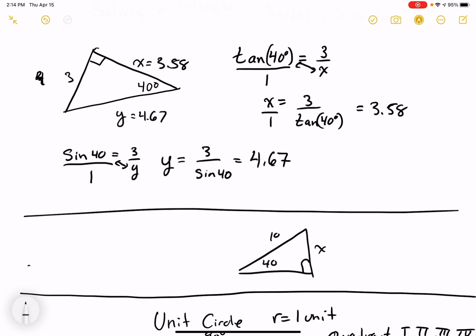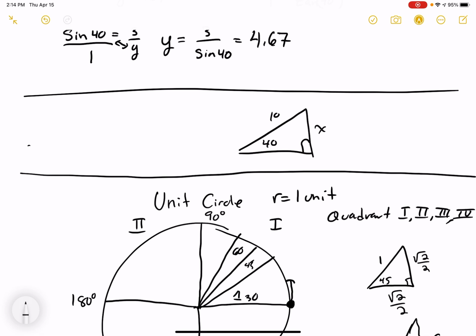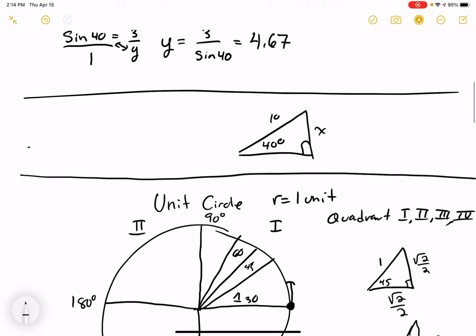Okay? Let's look at another example. Here we have x, and we have a triangle, and our hypotenuse is given as 10. So I'll give you a second to figure out which trig function you need to use. They're going to be sine, cosine, or tangent. And the answer is it's going to be sine.